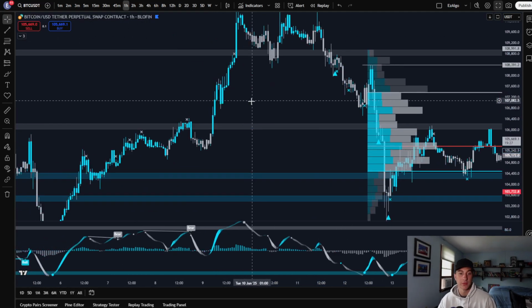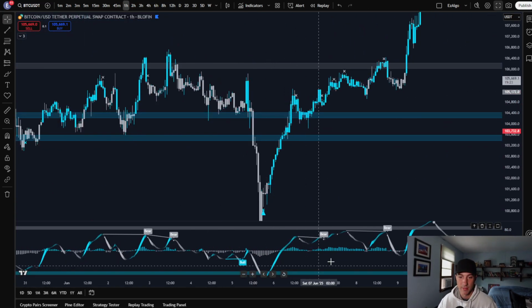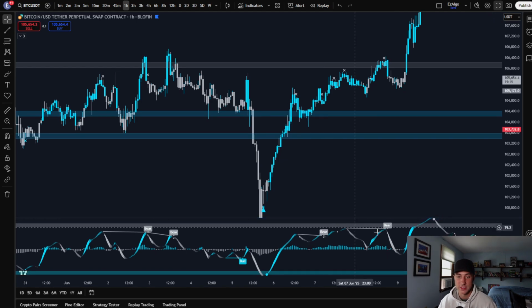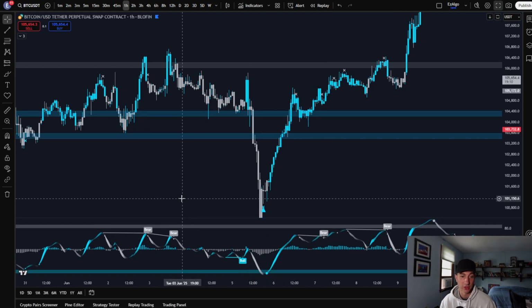So price will really respect these overbought and oversold zones here on the momentum oscillator. That's this blue zone here at the bottom. That's the oversold zone. And then we have this gray zone here at the top. That's going to be our overbought zone. These blue and gray dots that you see on your screen here are the buy and sell dots.